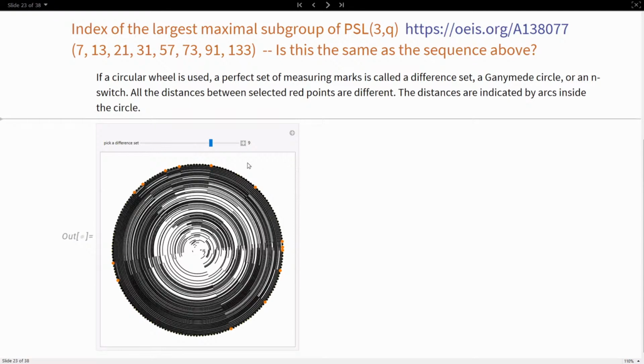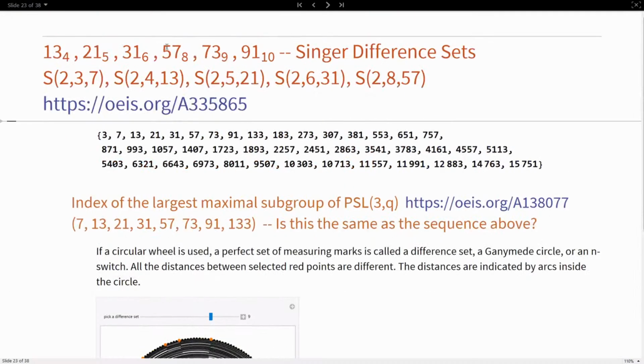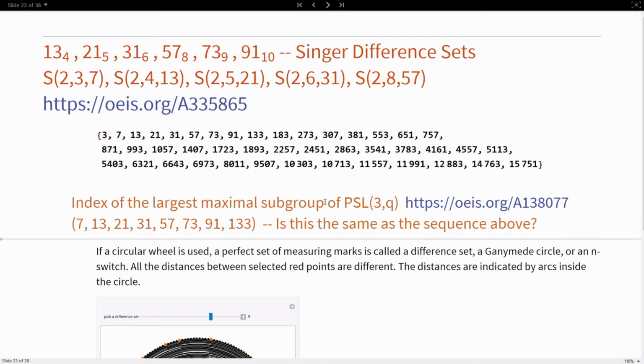And there's a lot of nice mathematical properties that these have, and I talked about these last month. However, this particular series is identical to the maximal index of the maximal subgroup of this particular group. And it's only been verified up to this value, but they're identical so far. And an open question is whether this sequence for the difference sets is identical to this for the maximal subgroups. It's an unsolved question.